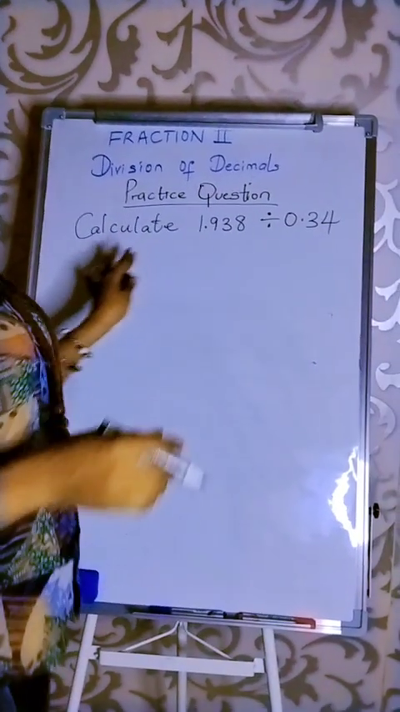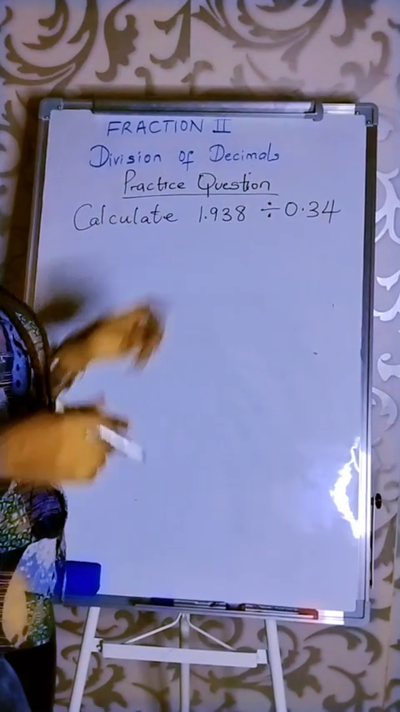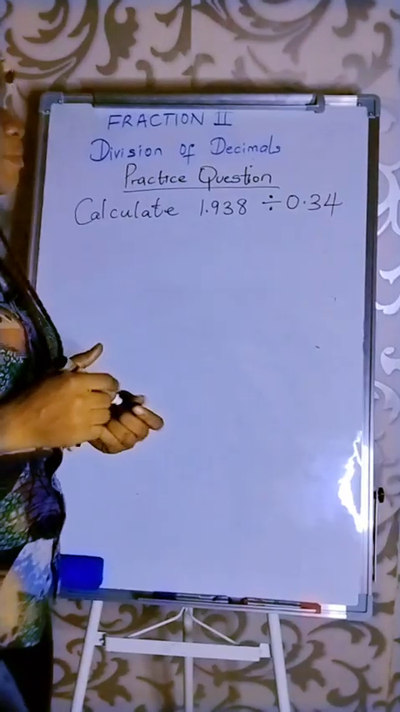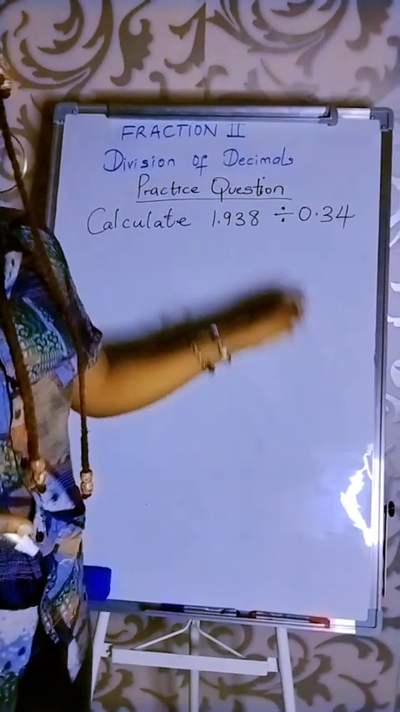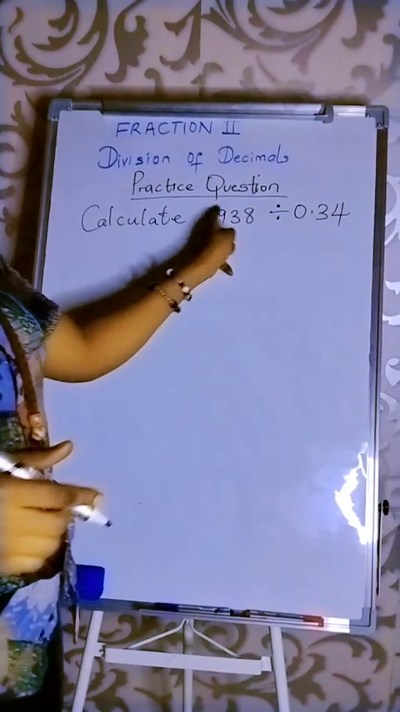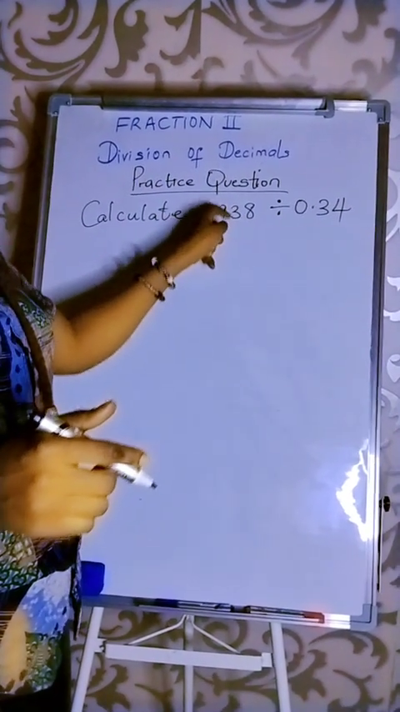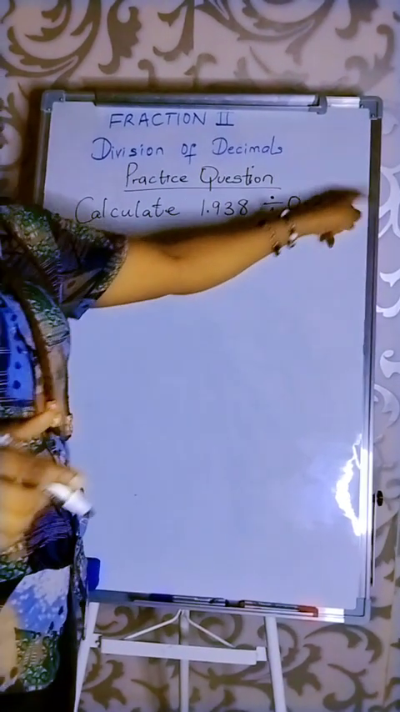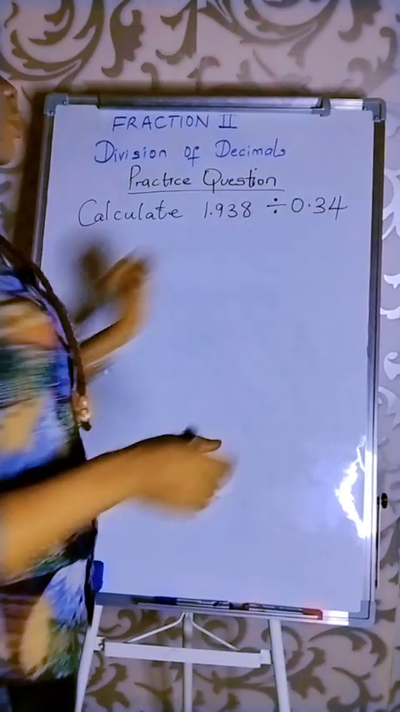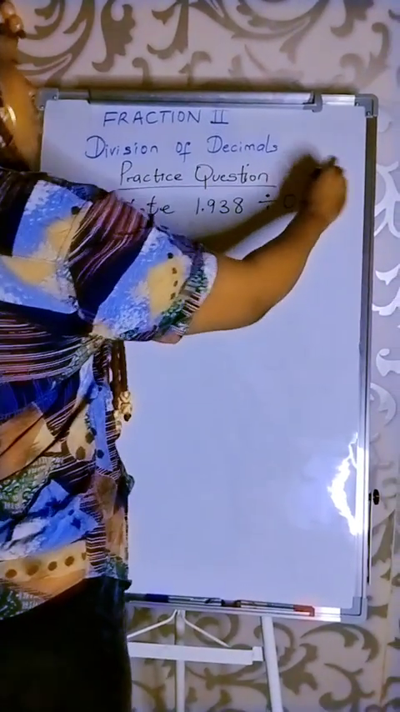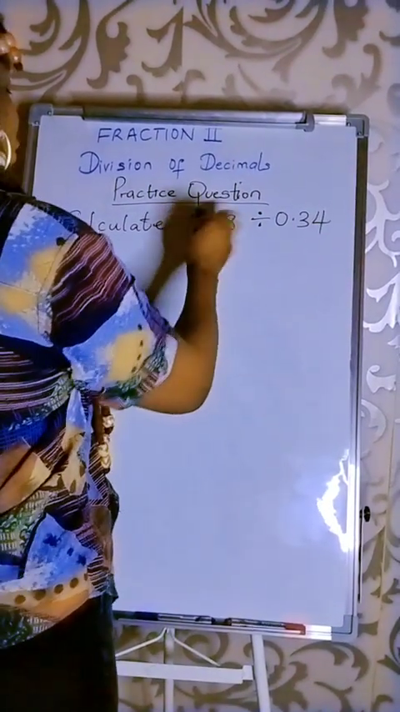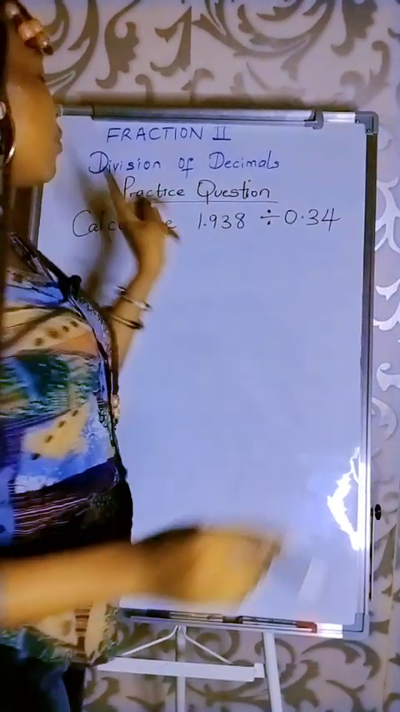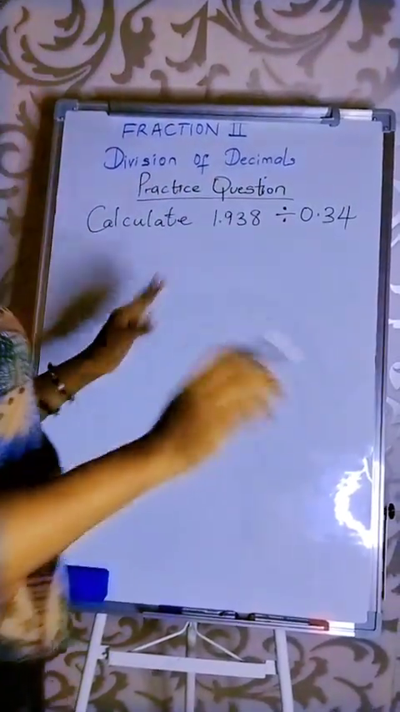Okay, this is our practice question. Calculate 1.938 divided by 0.34. When you follow that procedure for the second and third one, you'll be able to get the answer. Here is the hint: move 2 places in 0.34, 1, 2. That same 2 places you moved, move it in 1.938, 1, 2. It will now be 193.8 divided by 34. You solve. As simple as that.